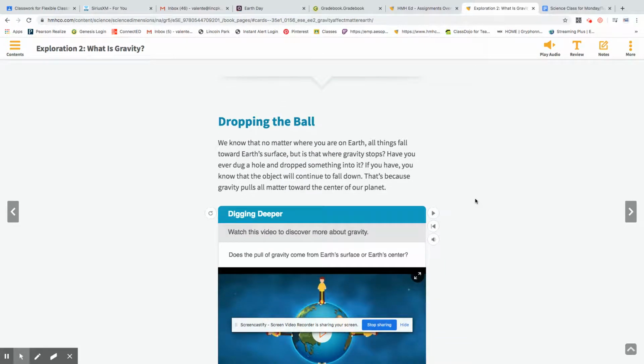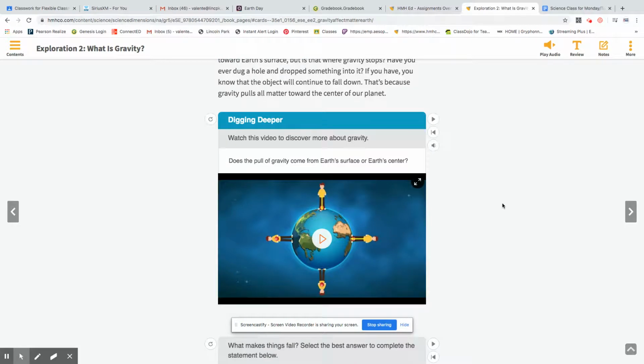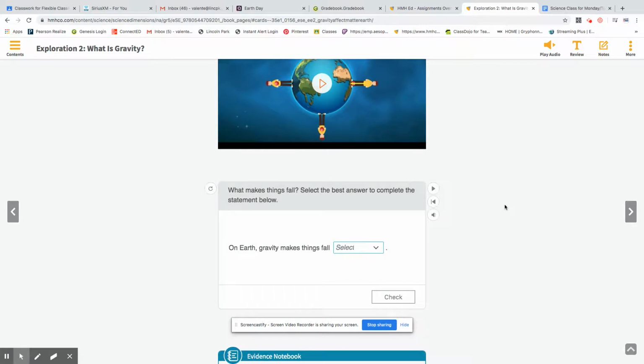All right, dropping the ball. We know that no matter where on Earth you are, all things fall towards Earth's surface. But is that where gravity stops? Have you ever dug a hole and dropped something into it? If you have, you know the object will continue to fall down. That's because gravity pulls all matter toward the center of our planet. Watch this video to discover more about gravity. Does the pull of gravity come from Earth's surface or Earth's center? And then answer this question once you finish that video. Which makes things fall? Select the best answer. On Earth, gravity makes things fall blank.